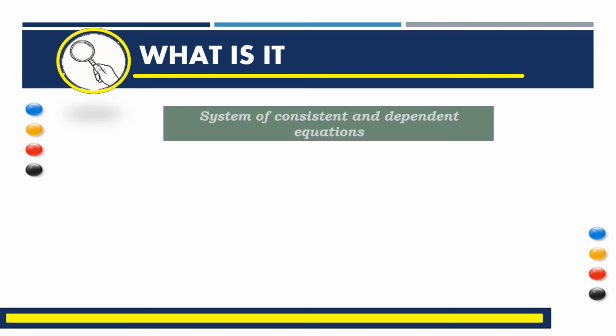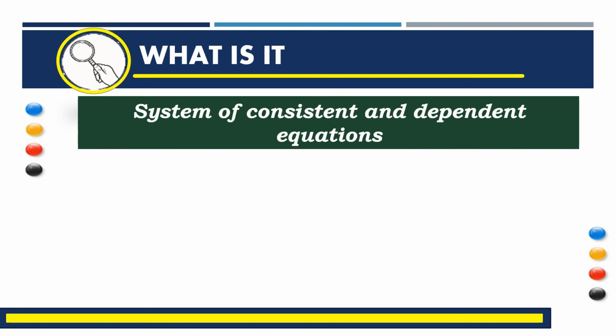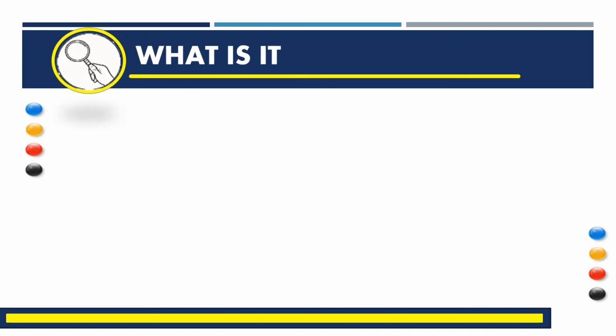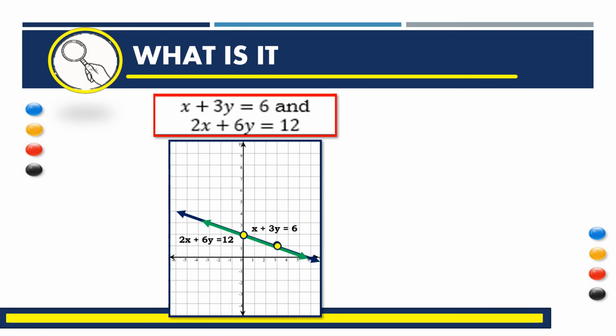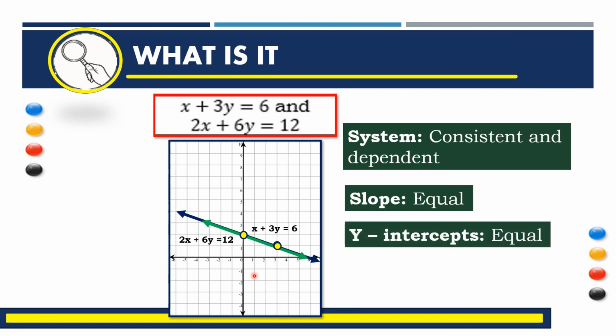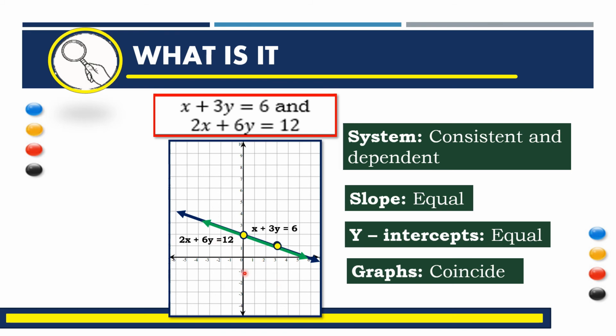Number 1, system of consistent and dependent equations. In this system of linear equations, it has infinitely many solutions. The slopes of the lines defined by the equations are equal and their y-intercepts are also equal. Their graphs are also coinciding. So let's go back to the system of equations, x plus 3y is equal to 6 and 2x plus 6y is equal to 12. The system here is consistent and dependent. As you can see, the slopes are equal, their y-intercepts are also equal and the graphs coincide with each other.